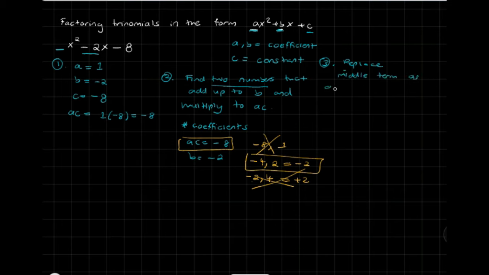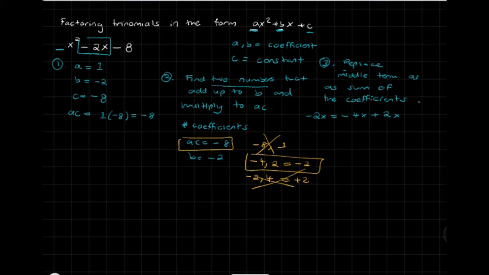as a sum of the coefficients. Okay, so we replace the middle term as a sum of coefficients. The middle term in this case is the -2x. We can rewrite -2x as a sum of these two coefficients, -4x plus 2x. Okay, so that is our replacement statement.